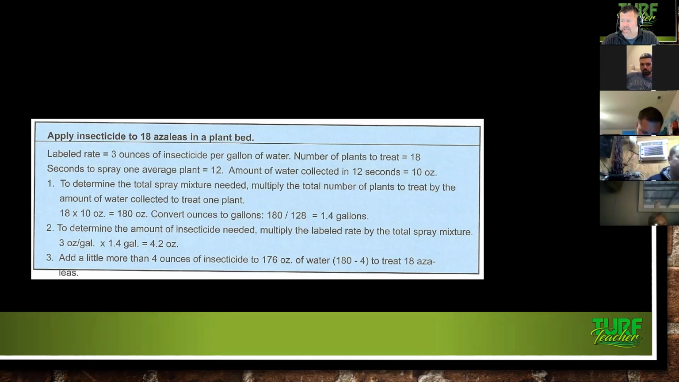To determine the amount of insecticide needed, multiply the labeled rate by the total spray mixture. 3 ounces per gallon times 1.4 is 4.2 ounces. So add a little more than 4 ounces of insecticide to 176 ounces of water. Remember, subtract out the pesticide from the water, and that'll give us 176 ounces of water. And then 4 ounces of chemical to treat the 18 azaleas.